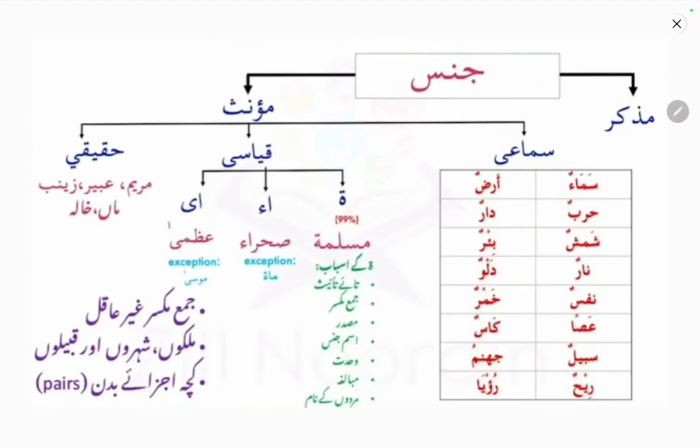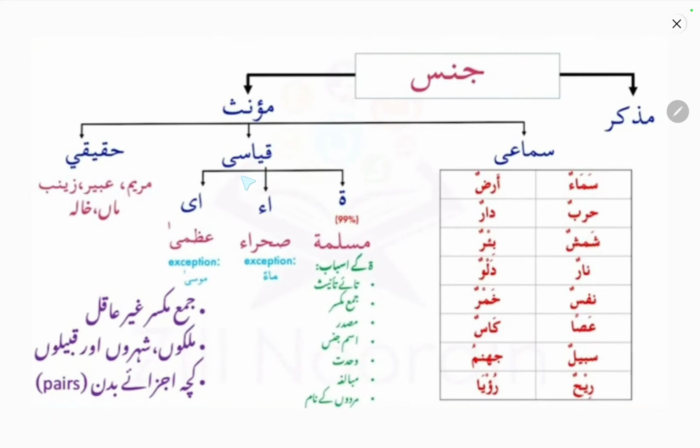So therefore the nouns are grouped under two categories based on gender, that is the muzakkar and the muannas. Muannas, we know, is classified into three categories: muannas samai, qiyasi and haqiqi. Samai means just by hearing they have labeled these nouns to be feminine without any rule, that is samaun, harbun, shamsun, narun, nafsun, asun, sabilun, aruzun, darun, khamrun, jahannamu. So all these words are grouped under muannas samai.